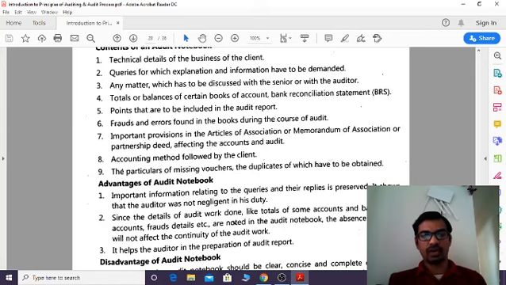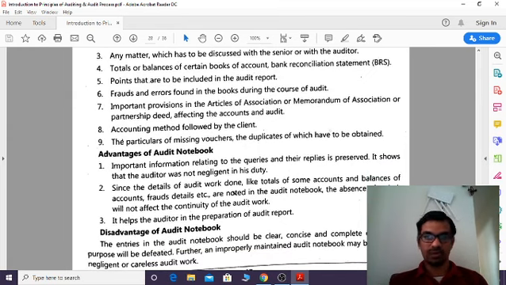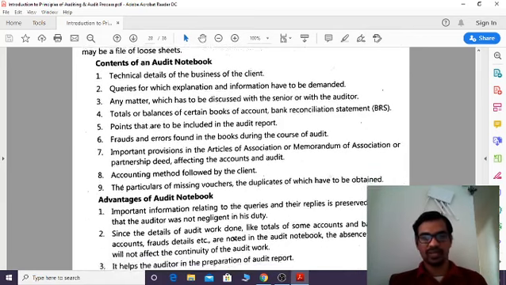Number six, frauds and errors found in the books during the course of audit. Number seven, important provisions in the articles of association, memorandum of association or partnership deed affecting the accounts and audit. Number eight, accounting method followed by the client. And number nine, the particulars of missing vouchers, the duplicates of which have to be obtained. Such kinds of records are maintained in the audit notebook.